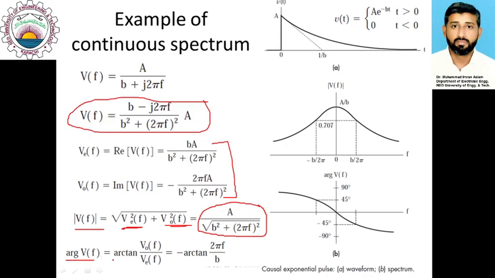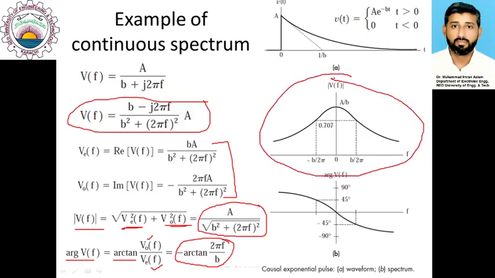Phase spectrum is actually tangent inverse of imaginary part divided by real part. This is the standard formula of a complex number. So using this formula, we can find the expression for the phase angle as well. If we plot it, you would see that the amplitude spectrum would look somewhat like this. The first part is the amplitude spectrum, and the second graph is the phase spectrum.